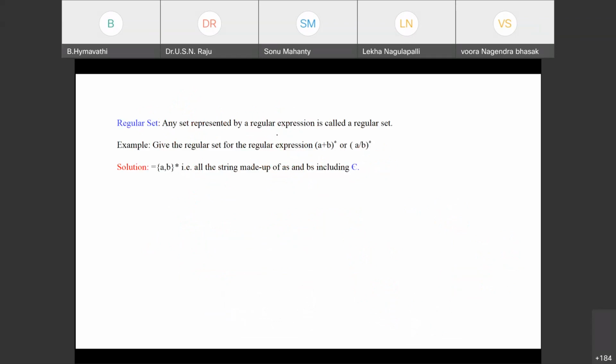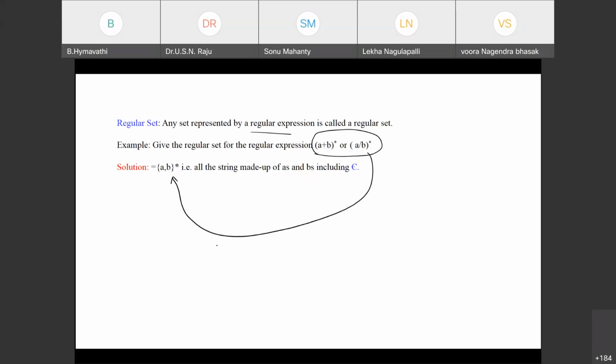Any set represented by a regular expression is called a regular set. Is it a regular expression? First you tell me, (a+b)* or (a/b)*. Yes, this is a regular expression, and the corresponding set is nothing but {a,b}*, that is, all the strings made up of a and b, including epsilon.